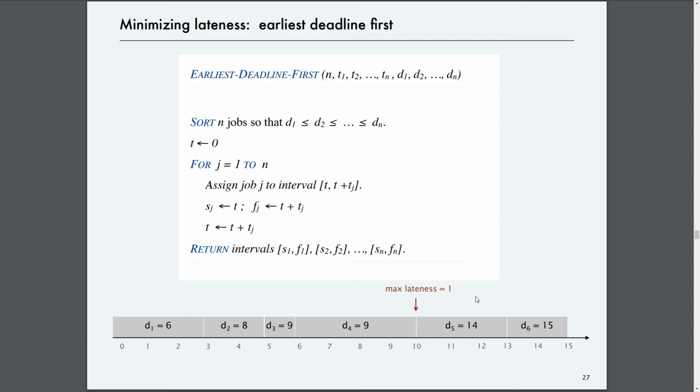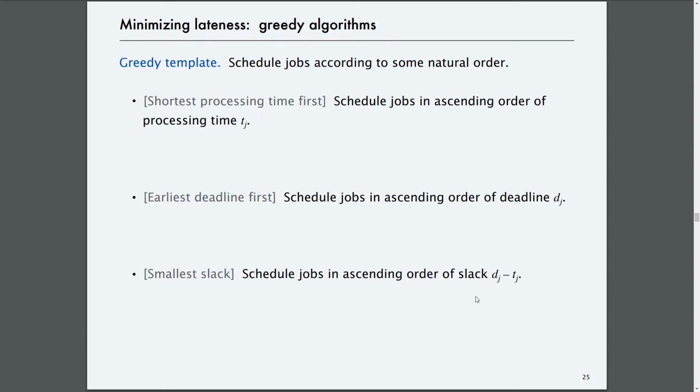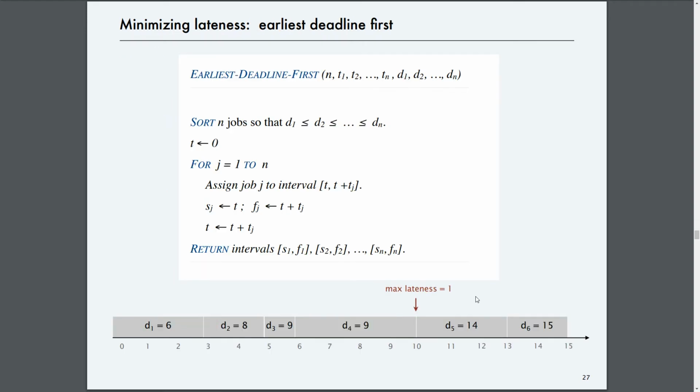Okay, so we had earliest deadline first as well. Let's look at that. So we sort the jobs in ascending order by deadline, and then we assign the job to an interval. We start at time 0, we just assign it to the current time up to the current time plus the time it takes the job to run. So we kind of place it down in the time slot in which it will be running.